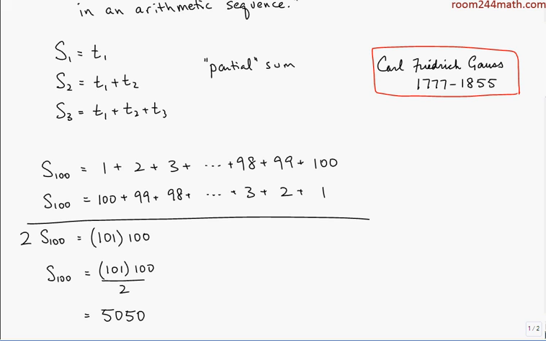But for our purposes, let's see where those numbers come from. 101 was simply the first term plus the last term. So we've got first plus last. And then we multiply it by 100 because that's how many terms there were. So that's how many pairs there were. So we multiply by the number of terms. And then finally, we divide by 2. And that's how you can calculate Sn for any arithmetic series.